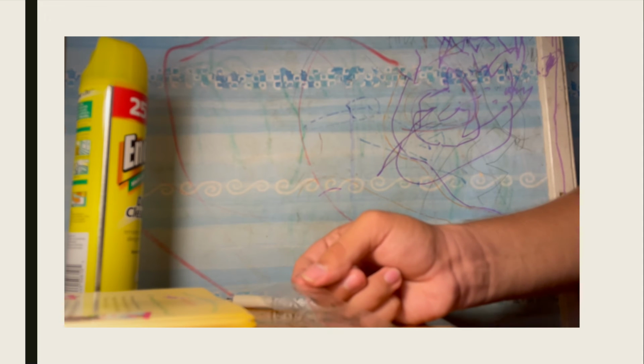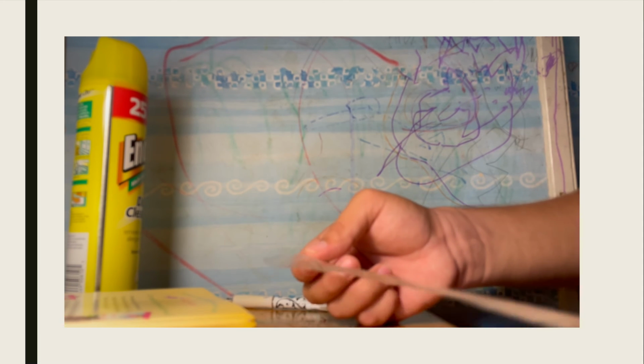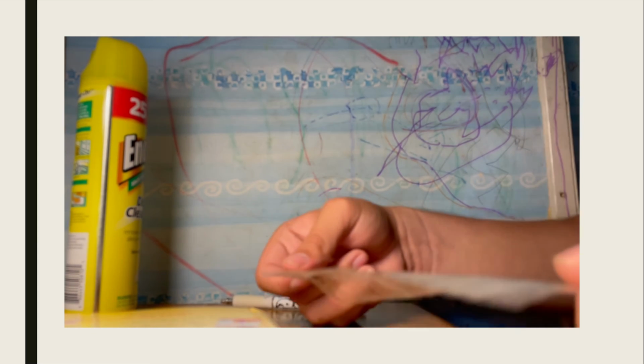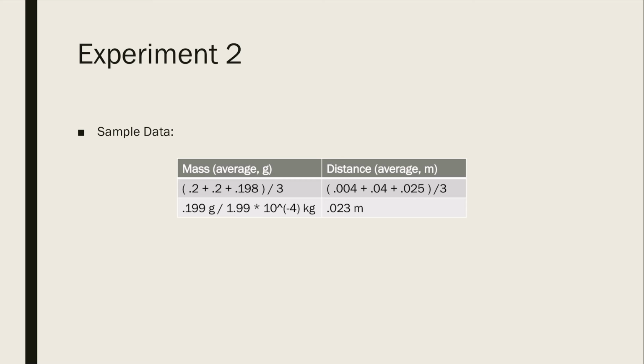As you can see here, I was unsuccessful in getting the tapes to be properly charged and to have tape B experience the electric force from tape A. So, as a result, I gathered some sample data from other lab reports. I looked at 3 lab reports and saw their data, and then I grabbed the averages of the mass and the distance. I got 0.199 grams and 0.023 meters.